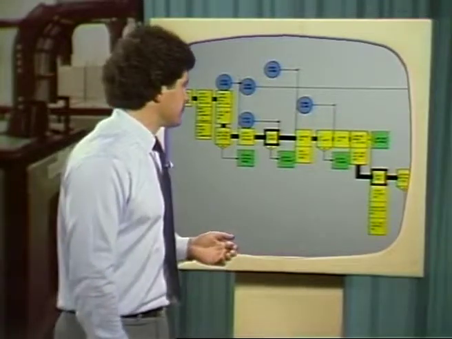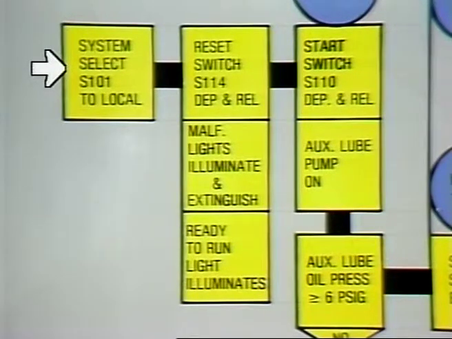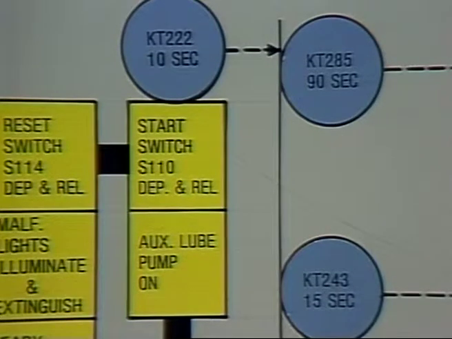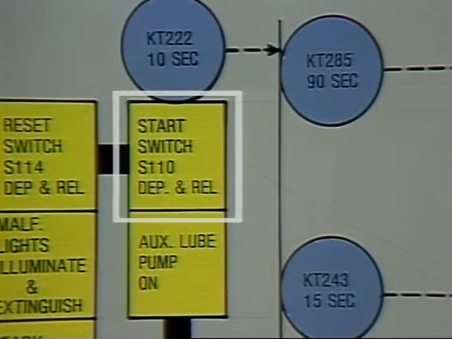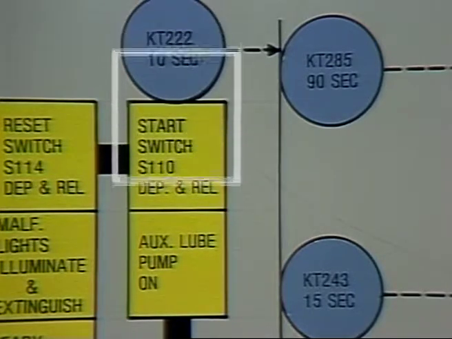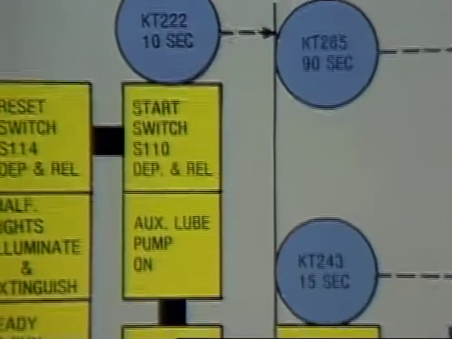successfully start the package. When all the pre-start requirements are met, the operator first needs to set the system select switch to local. Next, the operator must push and release the reset switch. This action causes the malfunction lights to illuminate and extinguish and the ready-to-run light to turn on. At the instant the operator pushes and releases the start button, two things occur. The pre-lube timer begins its 10-second timing period, and the auxiliary lube oil pump turns on and builds pre-lube pressure.